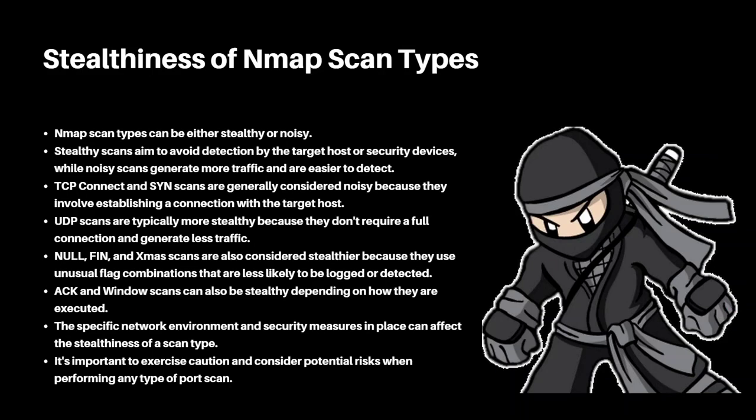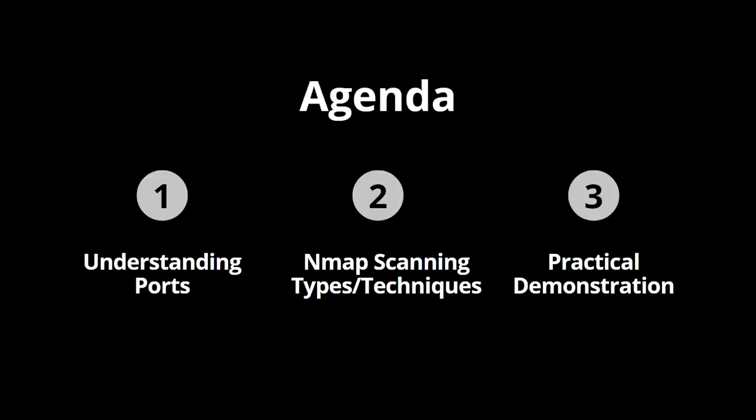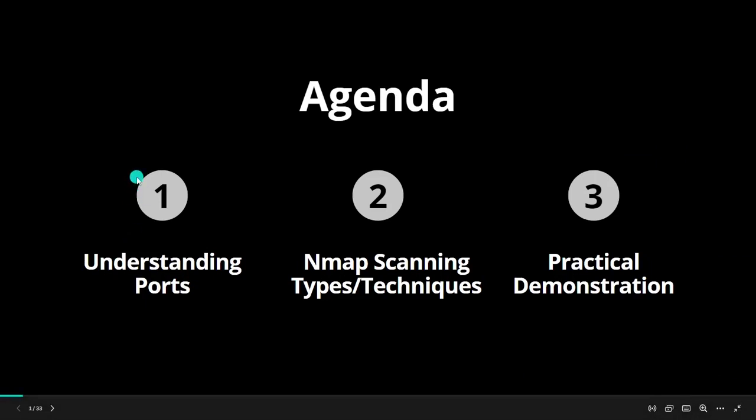The specific network environment and security measures in place can affect the stealthiness of a scan type. Just like how different cats will react differently to being petted, different network environments and security measures will react differently to different scan types. It's important to understand the environment you are scanning and to choose a scan type that is appropriate for the situation. It's important to exercise caution and consider potential risks when performing any type of port scan.